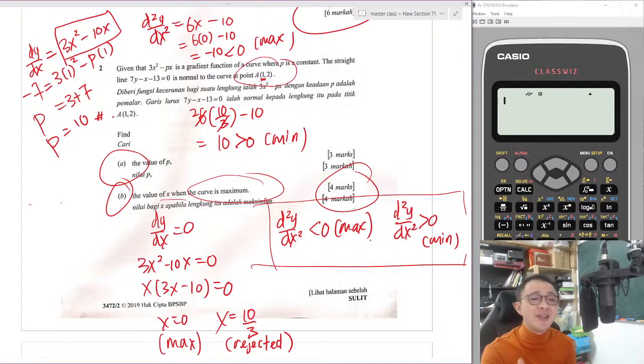But in order to prove whether it is a maximum or minimum, you need to differentiate a second time. Okay, got it? Because after you differentiate the second time, you don't stop at something like 6x minus 10. Make sure you substitute the x value into it. Okay? So what is differentiation?